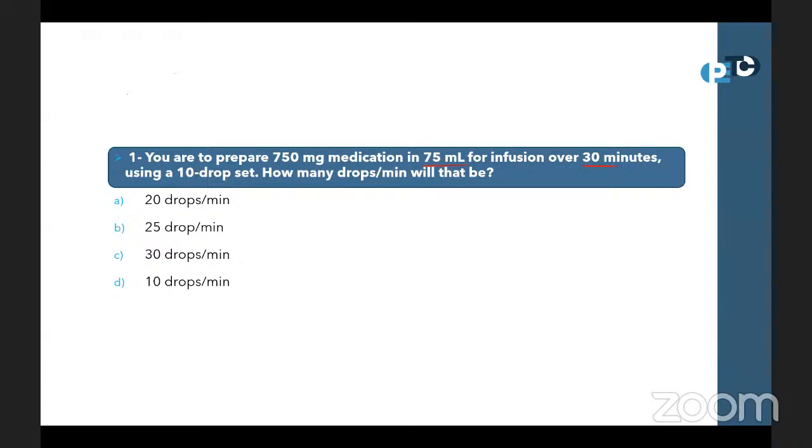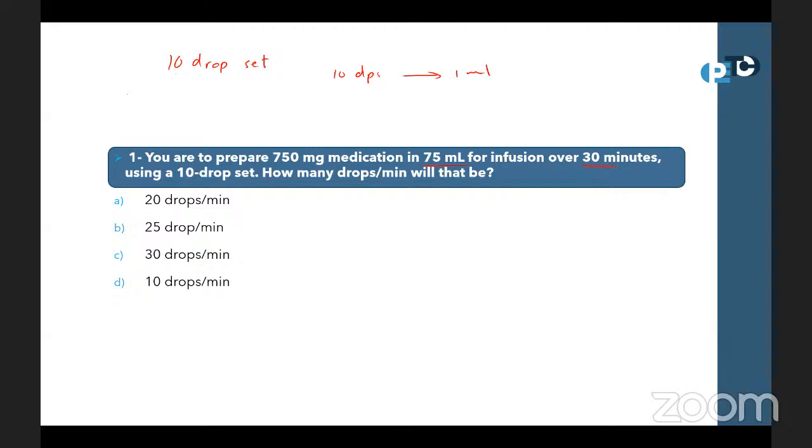How can we solve a question like this? Firstly, you should know the meaning of a 10 drop set. This means that this dropper produces 10 drops for each 1 milliliter. Or to produce 1 milliliter, we need to drop the dropper to give 10 drops. This is the 10 drop set.